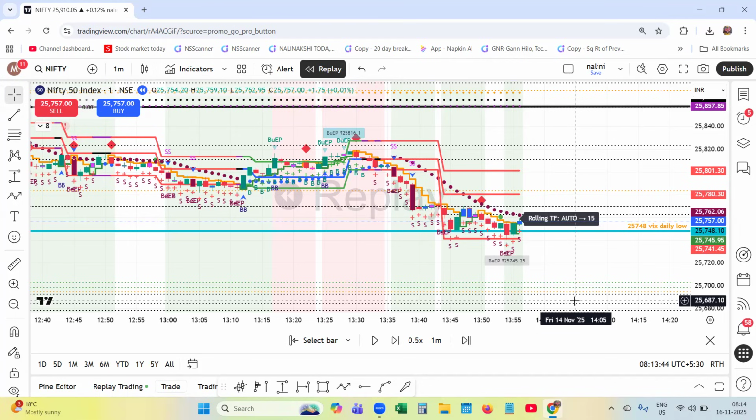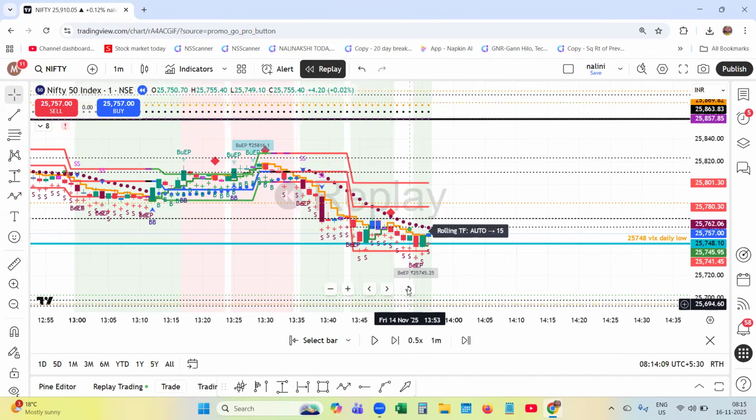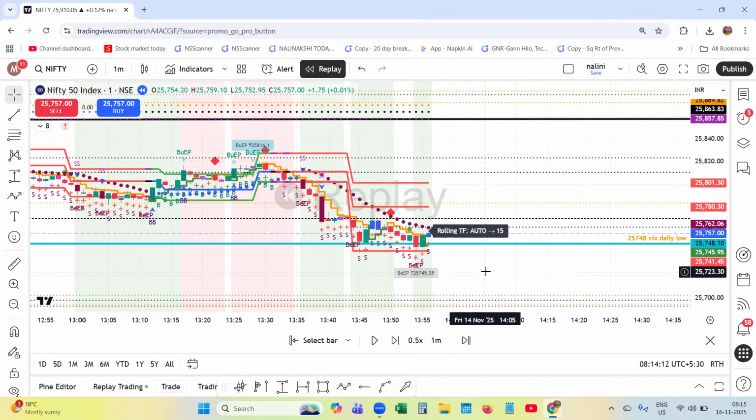If you do not have support lines in the market, support lines should come. How would they come? They have to project that some fresh PE writer has come into the market, and the price has to climb above that. Only then will those support lines be valid. Let me show you how the market behaved. Around 1:55, a bearish PE has been formed around 25,745.